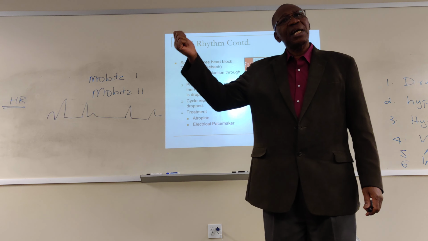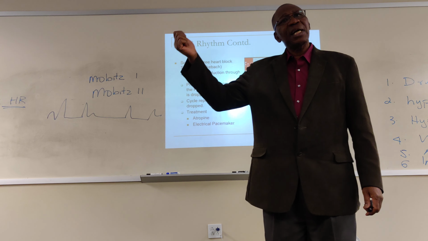Atrial tachycardia with rapid ventricular response. That's very easy. The atria are going very fast, 250 per minute, for instance, and all 250 beats are going through the AV node, making it down to the ventricle. So your atrial rate is 250, your ventricular rate is 250. The ventricles are going very fast. That's not good. They are designed to go a maximum of 100.